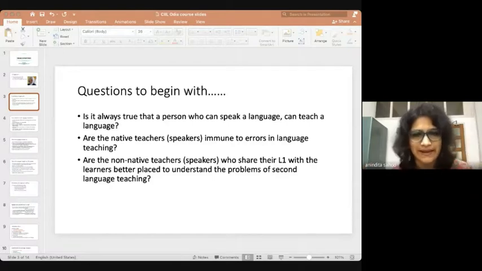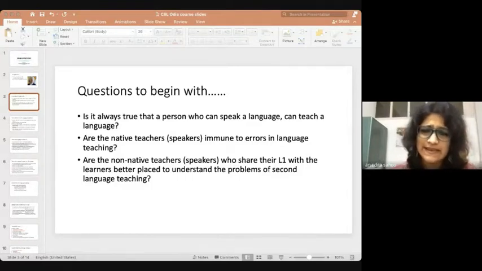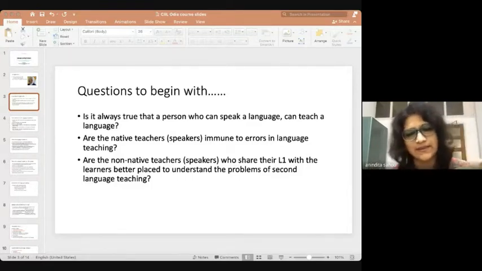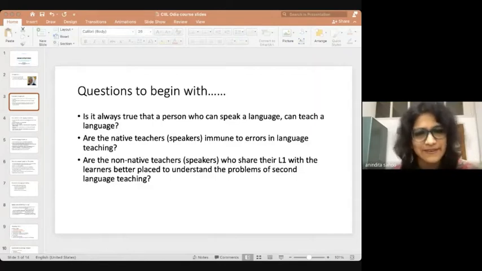So your target group is going to be different. Your first language is Odia. You are a native speaker of Odia. But what you are doing, you have two different students in front of you. One of them is a native Odia speaker. The other one is a non-native speaker. So what kind of differences would you experience?